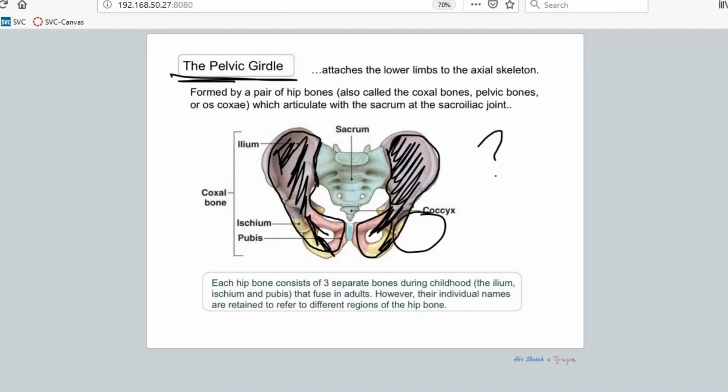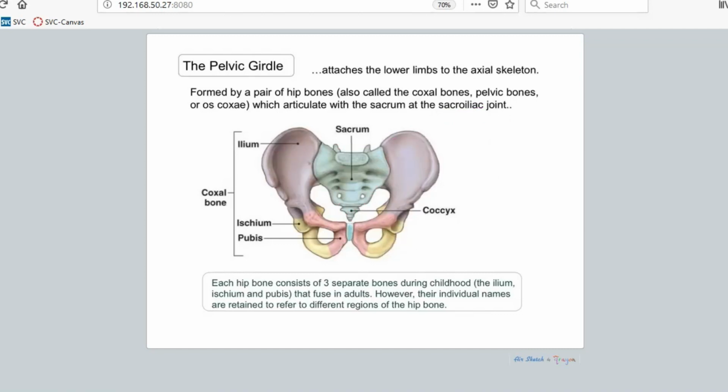So where is it that the hip bones attach to the axial skeleton? It's right here at the sacrum. Remember, the sacrum is part of the axial skeleton. It's the bottom of the vertebral column. And there's a joint that's formed here called the sacroiliac joint.